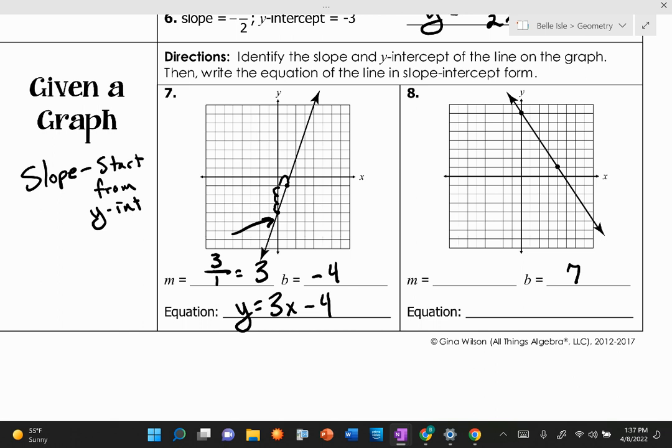When I'm counting my slope, I'm starting at the y-intercept and I'm going down. 1, 2, 3, 4, 5, 6. Negative 6 over, and then I'm going to go to the right. 1, 2, 3, 4. Now, did I go to the right or to the left? So that means my bottom number needs to be positive. If it's a negative slope, you should only have one negative sign. If you have 2 negative signs, it's a positive slope.